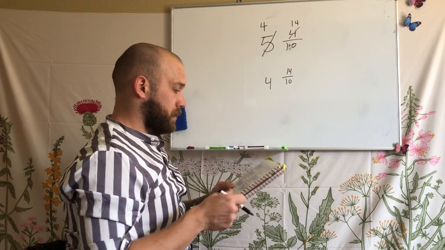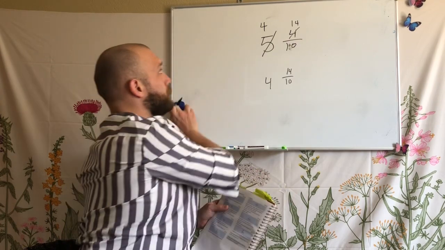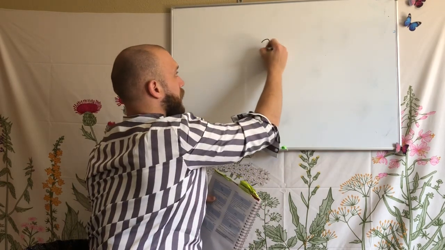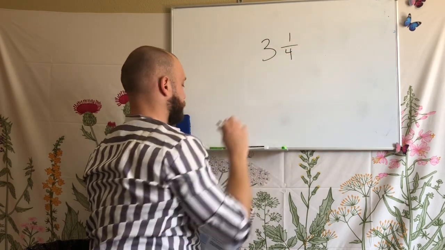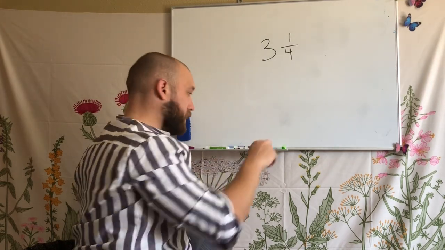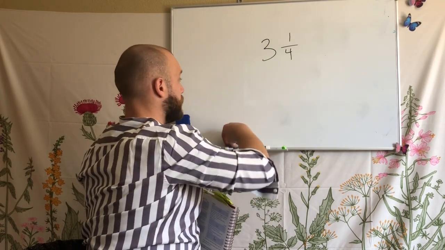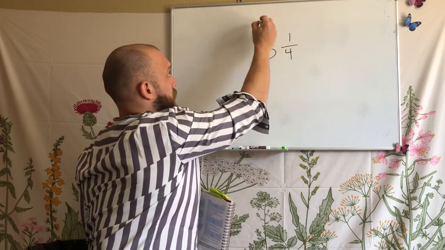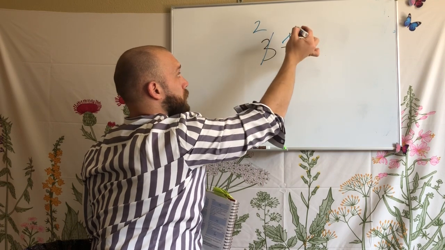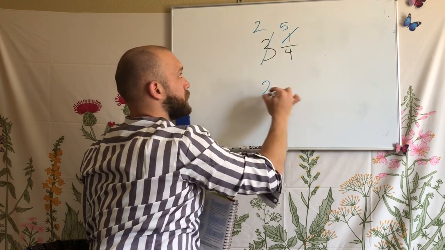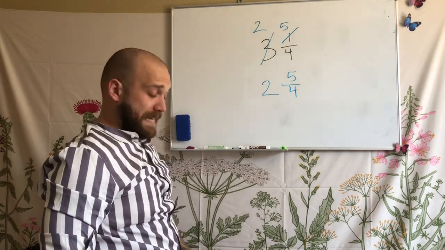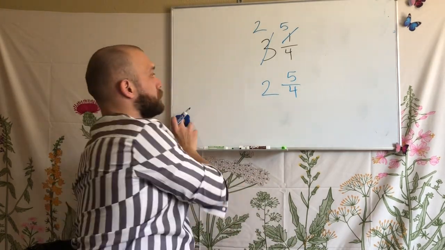All right, so I'll do one more with you. I want you to do it on your own first. 3 and 1/4. Pause the video now. All right, let's check. So I'm going to take 1 out of here, making that 2, adding the 4/4 over here. So 4 plus 1 is 5. So my new number is 2 and 5/4. And that is it.